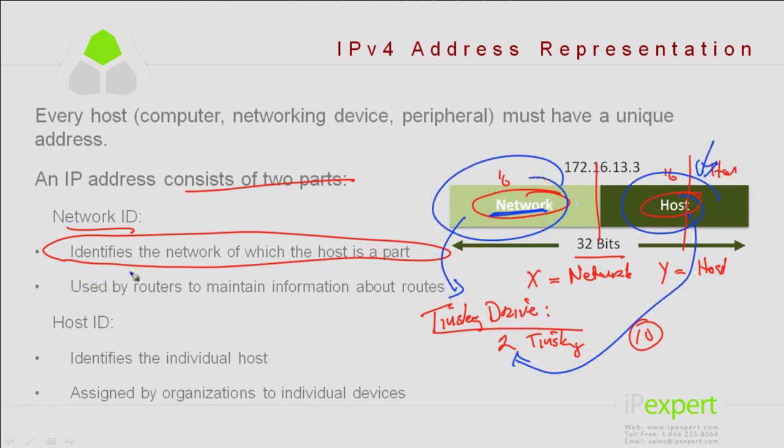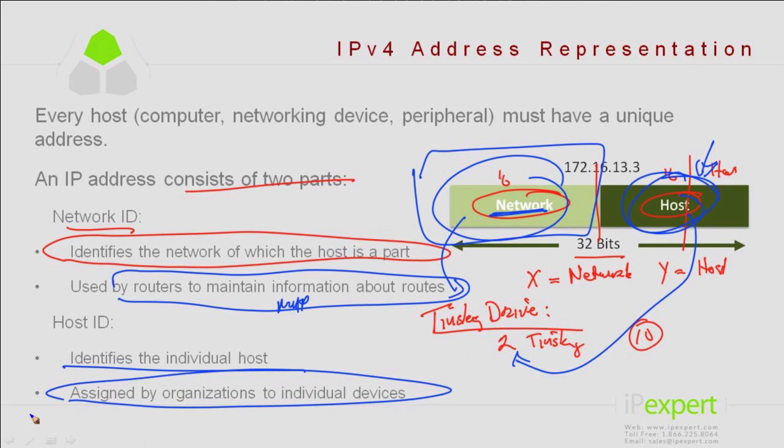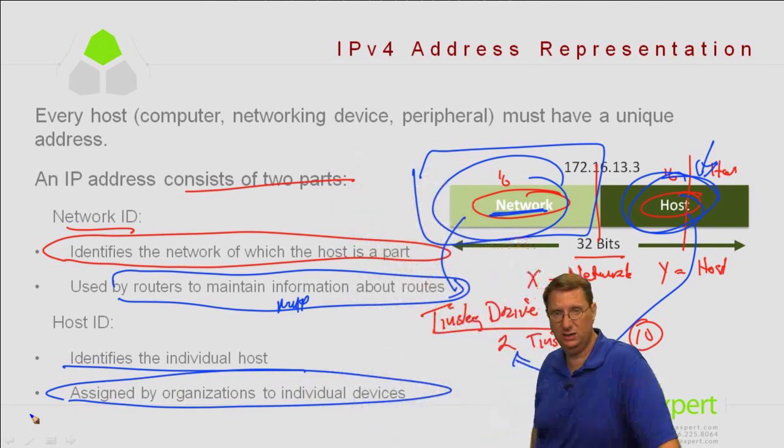So when we look at this, what we're going to find is this information, this part right here, the network, is going to be used by routers to actually maintain information about destinations. So if I want to get to Tinsley Drive, I'm going to be able to look in a routing table or a map, and I'm going to know which direction to go in order to be able to get there. That's really and truly all there is to it. Now the host values identify specific or individual hosts on that network segment, and it's going to be assigned to organizations, and each of these addresses are going to be assigned to individual devices in those organizations.